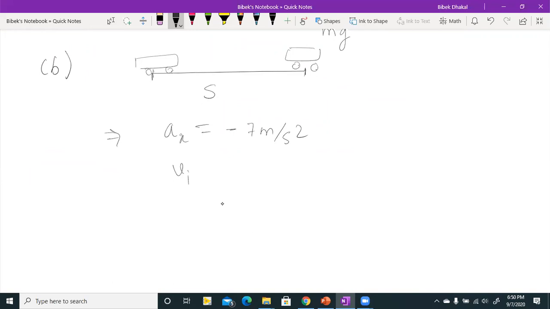Your initial velocity here was 20 meter per second. So at the time when the driver hit the brake, the velocity was 20 meter per second. And your final velocity, V final, is 0 because the car comes to a stop.